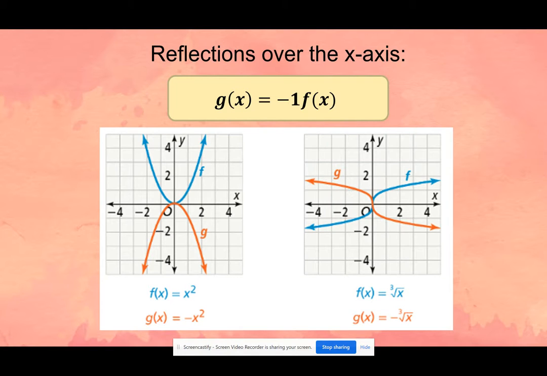So if you look at this, it says g of x equals -1 times f of x. So what we're going to do is take our function f of x and multiply it by -1, and that will give us the reflection. In this case, you see on the left-hand side, we have a parabola. Our parent function is f of x equals x squared, which is the blue parabola. What they did to get to the red is they took x squared and multiplied it by -1, which gave us negative x squared, which made it reflect over the x-axis.